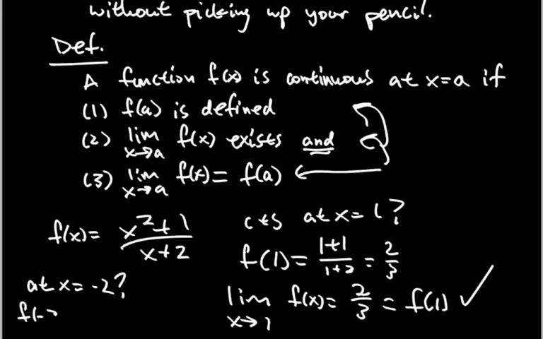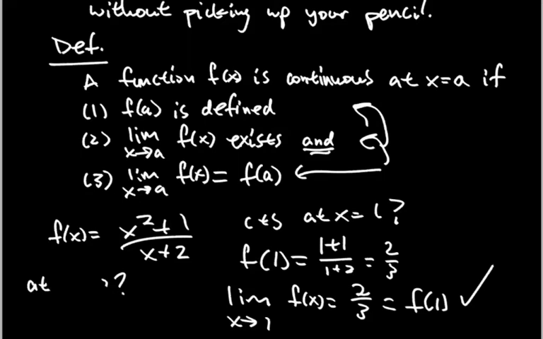Well, f of -2 is undefined because you get something over 0, right? That's pretty clear. If you're taking calculus, you should probably be able to see that pretty easily, since you see -2 plus 2 in the denominator. So we technically don't even need to check after this because we know it's undefined by this point.